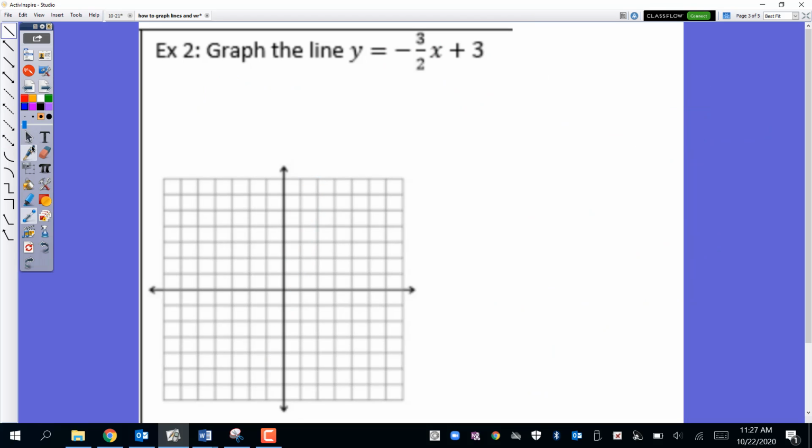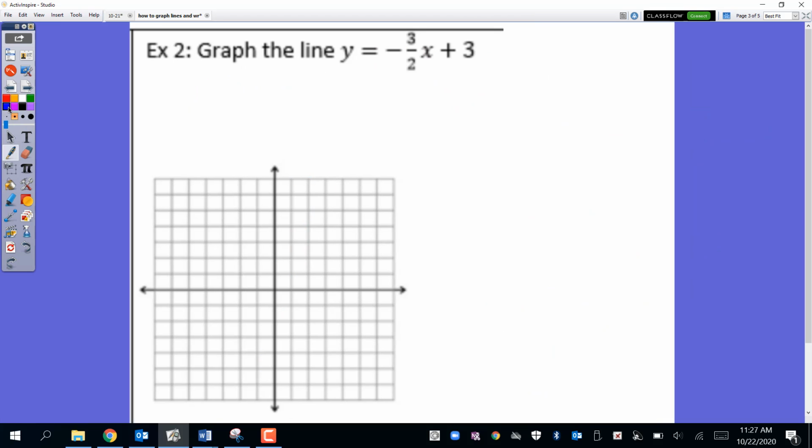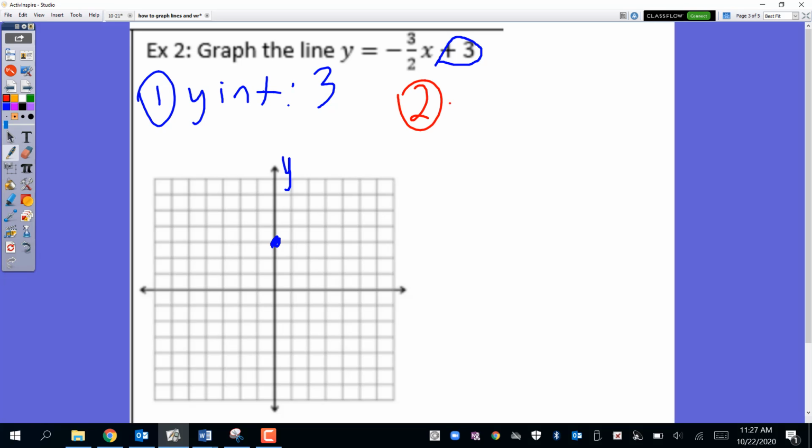One more. Let's look at one where the slope's already a fraction. So the first thing we're still doing is the y-intercept. What's my y-intercept of this line? It's +3, my naked number over there. So then I'm going to put my dot on the y-axis at +3, which should be right there. And then my slope this time is the number with x, which I see is -3/2.